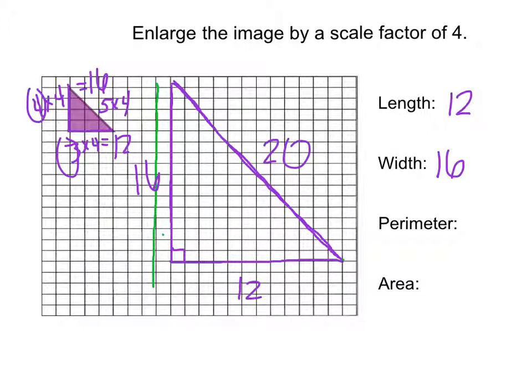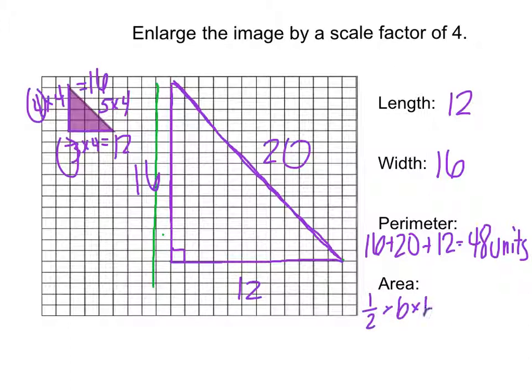And now we can find our perimeter. Remember, we just add. So we'll do 16 plus 20 plus 12, which gives us a perimeter of 48 units. And area, remember the area of a triangle is 1/2 times base times height, or length times width. So we'll have 1/2 times 16 times 12. And when we figure this out, we end up with 96 units squared.